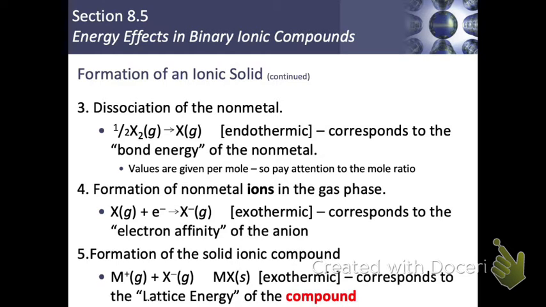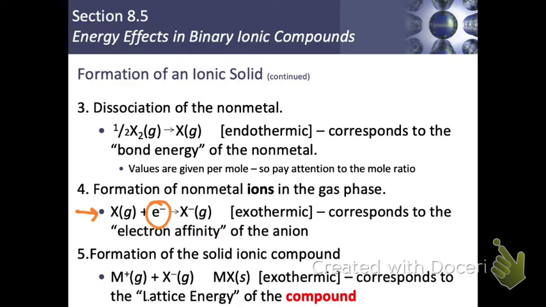So we need to take our non-metals and make them ions. You know the electrons we plucked off in step 2? Here's where they come back and get added to our non-metal, which makes it now a negative ion. Again, this is called electron affinity, how much energy is required to add an electron to that atom.